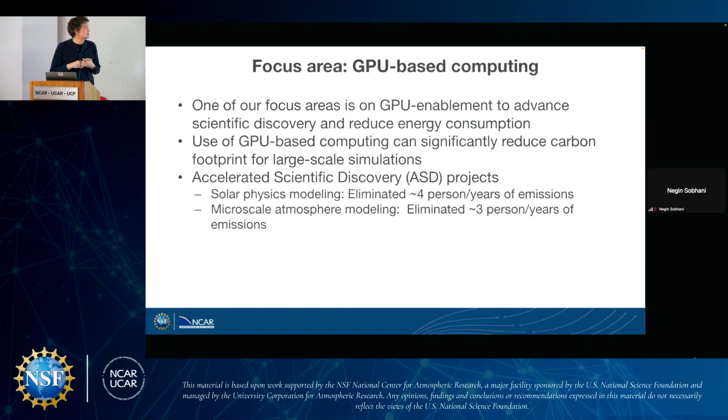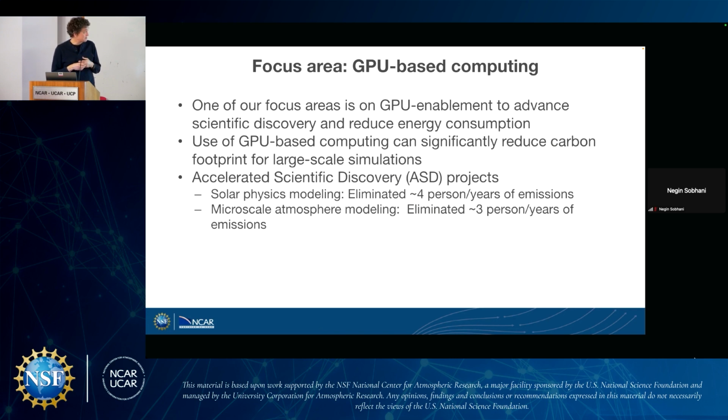But one of our focus areas that I want to talk about is GPU-based computing, so that you can have scientific discovery and reduce energy consumption. I know RAL does a lot of work with the FastEddy code, so they're probably more familiar with this than other sections of NCAR, and it can significantly reduce carbon footprint on large-scale simulations. So I mentioned before the accelerated scientific discovery projects.